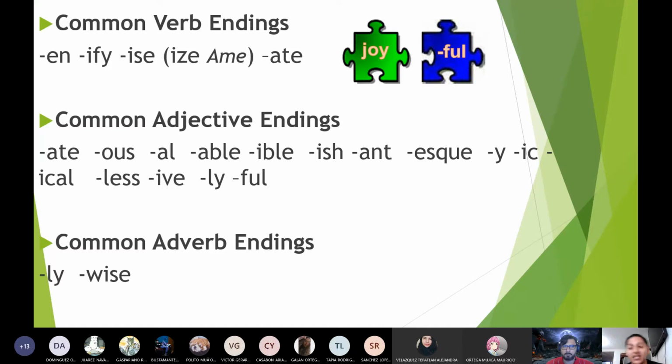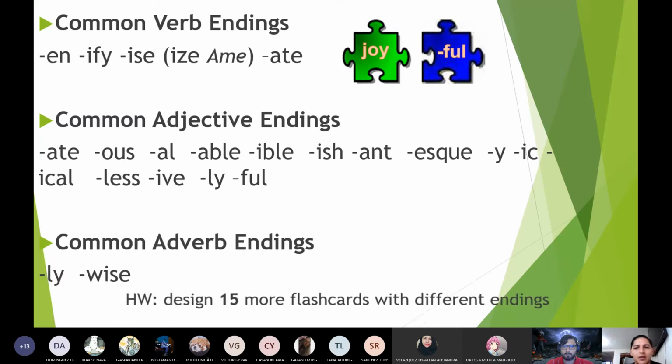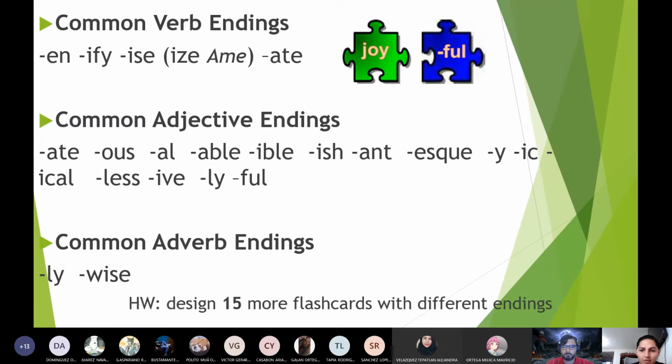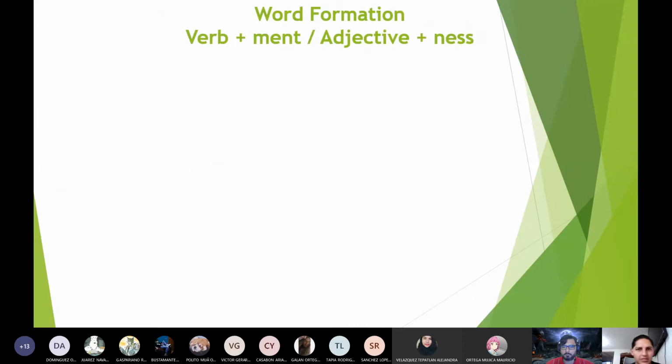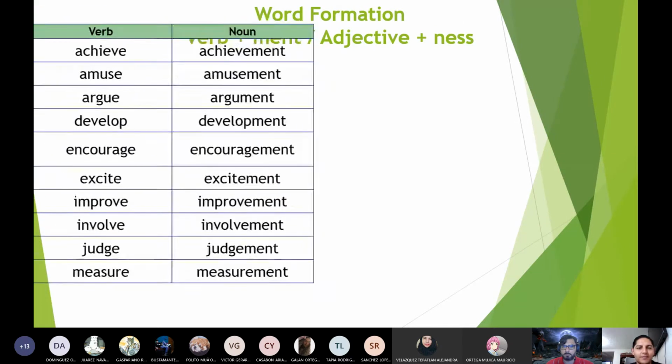flashcards. Sorry, I was losing my train of thought. 15 more flashcards? No, don't worry, that's not necessary. Not at all. How are we doing? Oh, well, we still have time. Well, take a look at this.